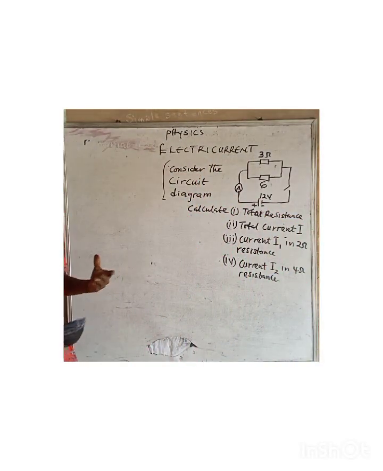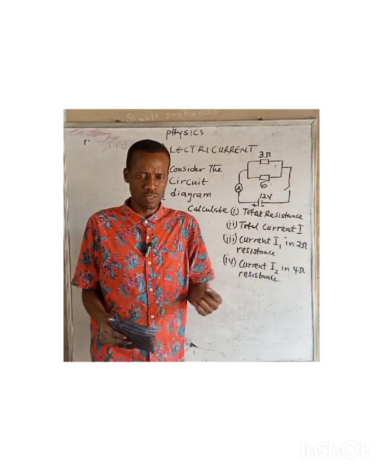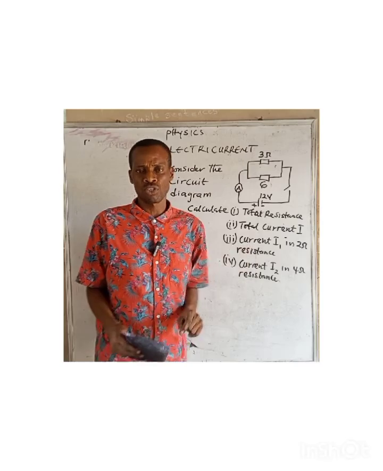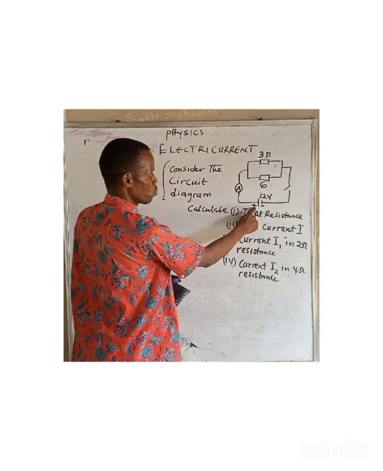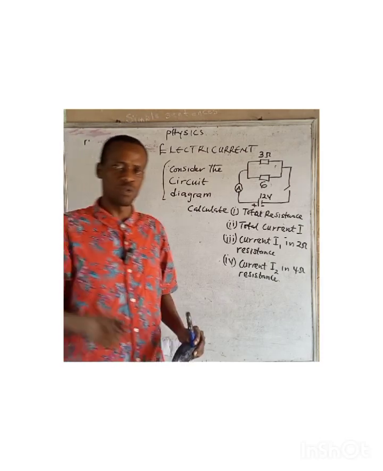What is electric current? Electric current is the flow of charges, or flow of electrons, from higher potential to lower potential in an electrical conductor or a wire. So from higher potential, which is positive, to the lower potential, which is negative. That's what we call conventional current flow.